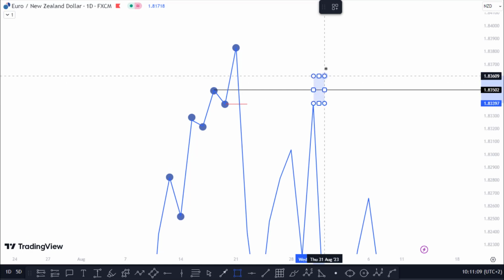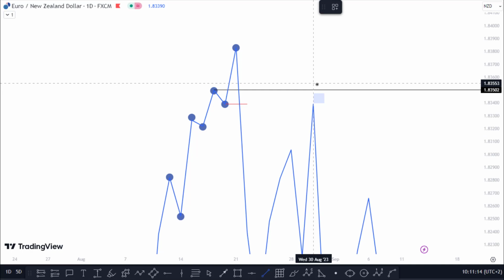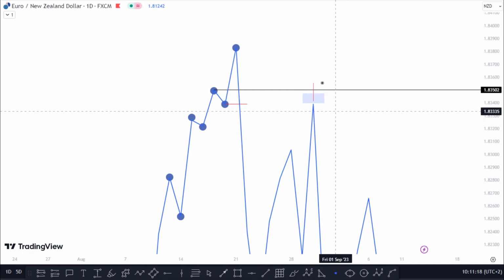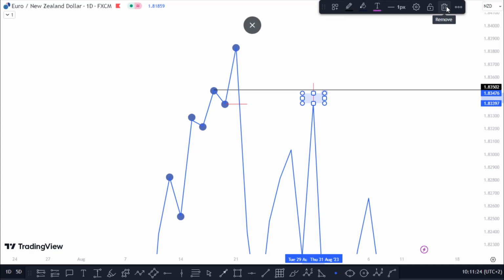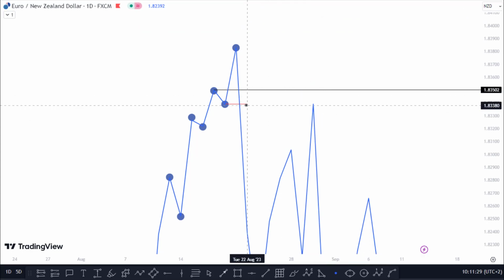What we want most of the time is to see a candle trading in this area and reject, leaving a wick above, like this. Leaving a wick above. This is what we want to see here.